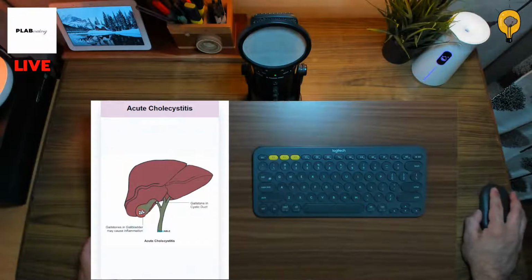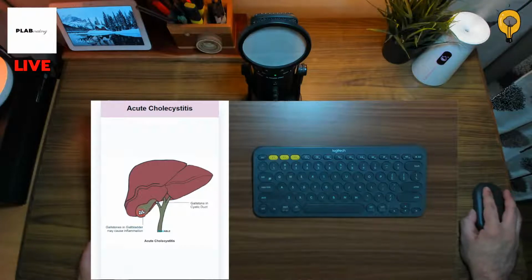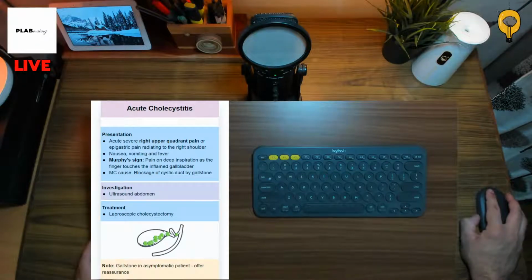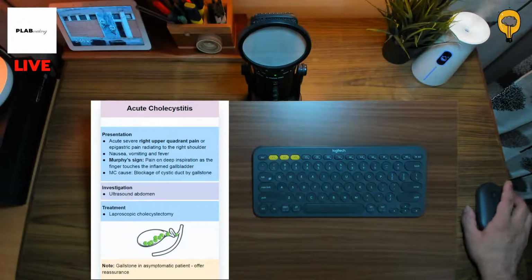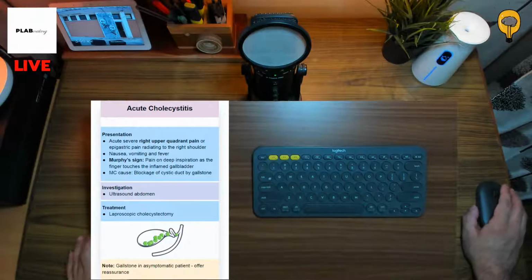Now here, gallstone in the cystic duct, gallstones in the gallbladder may cause inflammation. So that is regarding this. Now regarding this specific question here, acute cholecystitis presents with severe continuous right upper quadrant pain which can be seen radiating to right flank and back here. A fever like in this stem is also associated with it. Nausea and vomiting are often seen with cholecystitis.